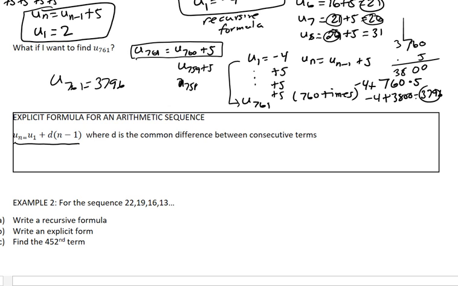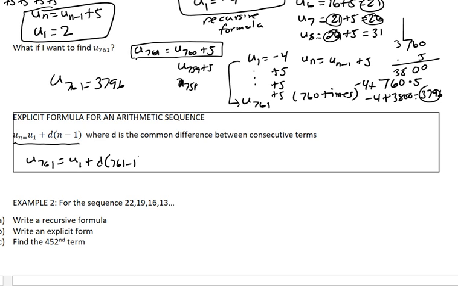And you can see right here, U sub n equals U sub 1 plus d, that common difference, which of course was the 5 in this case, times n minus 1. Well, so if we use this, U sub 761 equals U sub 1 plus d times 761 minus 1, which of course is 760, right?